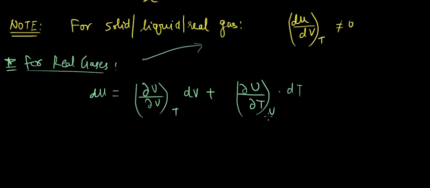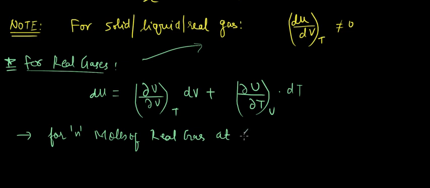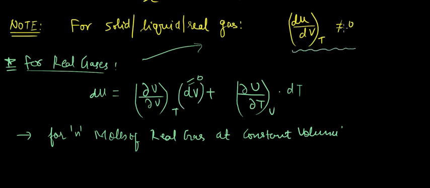Okay, so for n moles of real gas at constant volume, as the volume is constant, this term would be 0. However, we have seen that this term is not equal to 0 for real gases, so this may not be equal to 0, but as we are dealing with constant volume conditions, this whole term would be 0 because of dV equals to 0. For ideal gases, we have already seen that this term was equal to 0, as for ideal gases internal energy is just a function of temperature, not of volume.